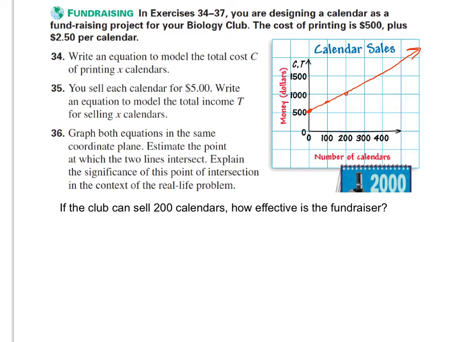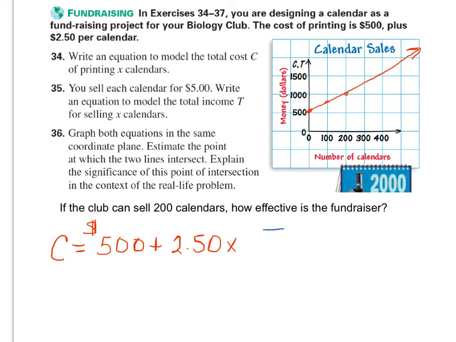Number 35 says you sell each calendar for $5. Write an equation to model the total income T. Oh, sorry, I forgot to write the equation on the last one. So the equation for cost would be, we have to pay that initial $500, so there's your y-intercept, plus we have to pay $2.50 for every calendar, and they called it X, so we'll call it X, calendars.